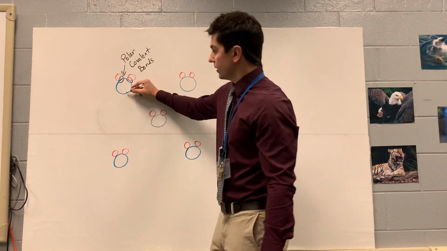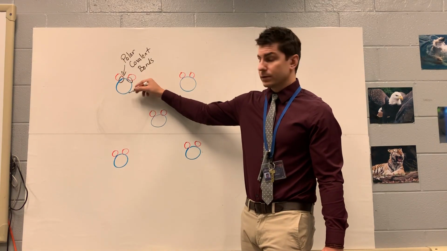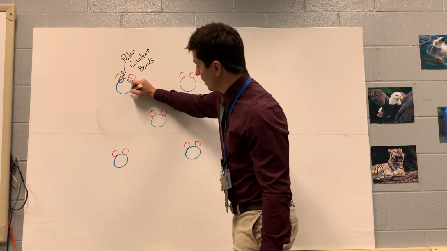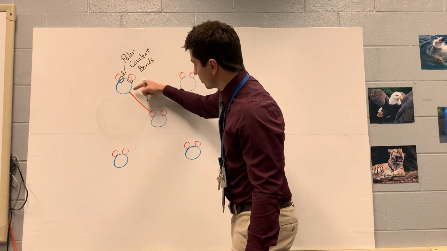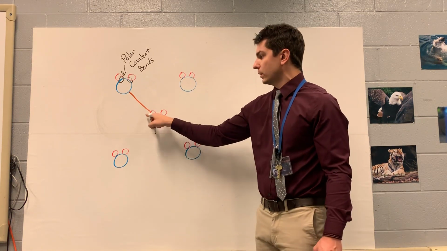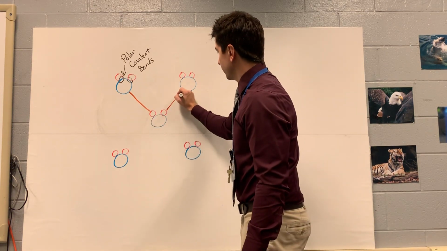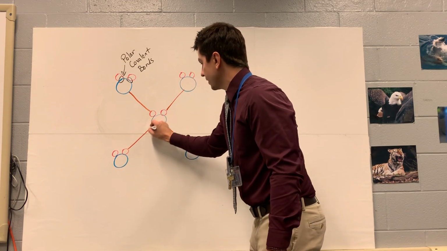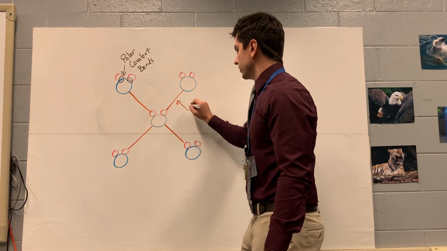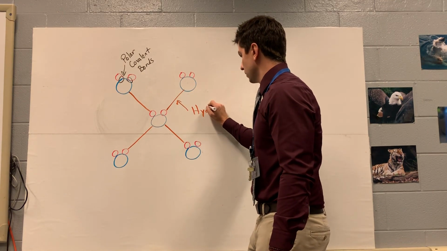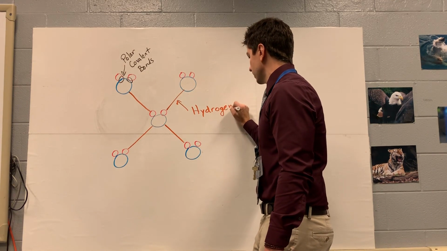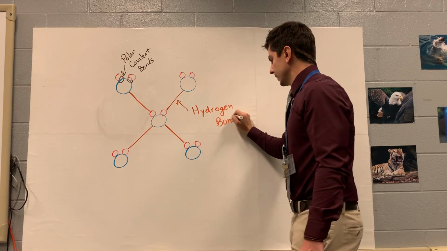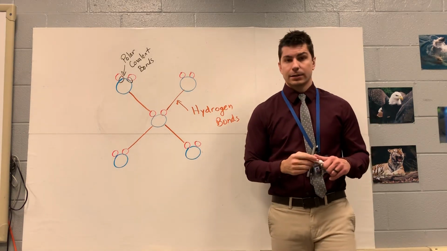So given that the oxygen, we said it's slightly negative, the hydrogen is slightly positive, I'm going to make a bond between the oxygen of one molecule and the hydrogen of another. Same thing here, same thing here, and same thing here. Now these bonds here are called our hydrogen bonds. Okay? These are much weaker, as I said earlier.